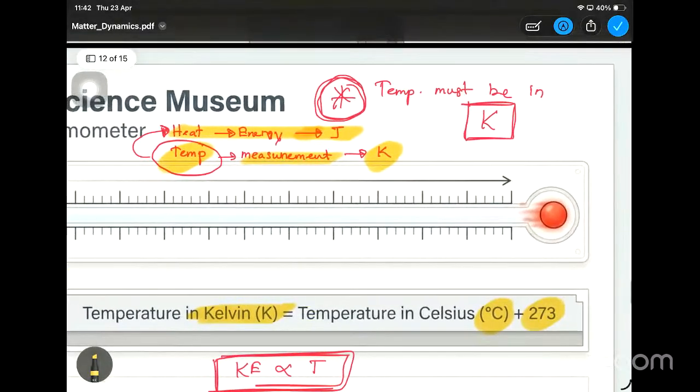And always remember, in this type of calculation, we are dealing with Kelvin, always Kelvin, no Celsius temperature. So though the question is given in Celsius, you need to convert it into Kelvin temperature, right?